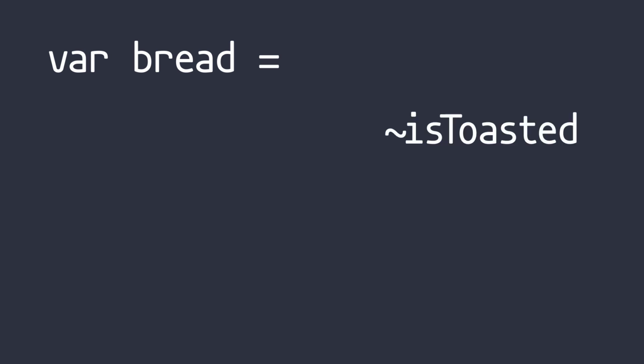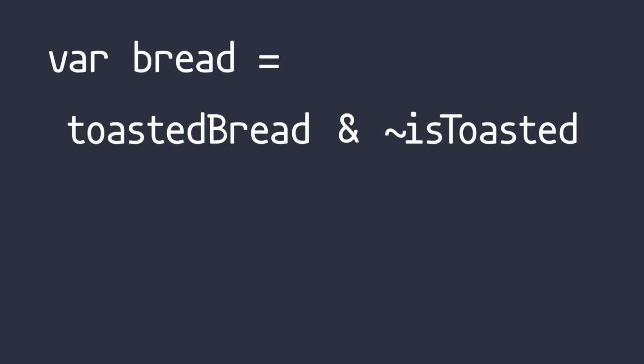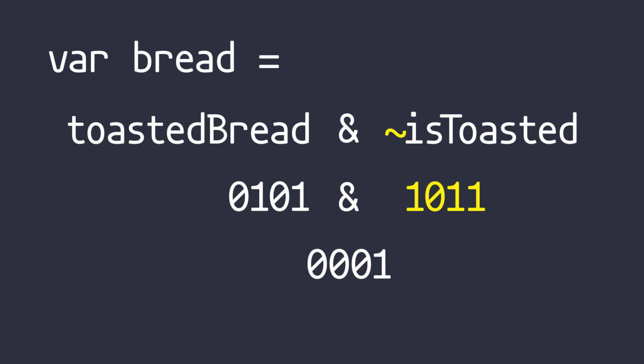So what if the toasting didn't work, and what we really have is just plain bread? Well, we can remove the toasted flag by getting the inverse of isToasted and using AND against toastedBread. The NOT inverts isToasted from 0100 to 1011, and by using AND with that value, we ensure that all other bits that have been set before are preserved, but clear the bit that was previously set by isToasted.